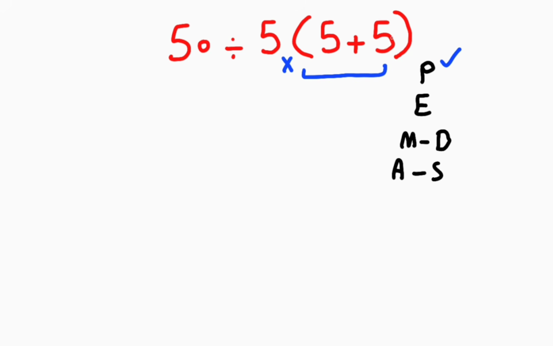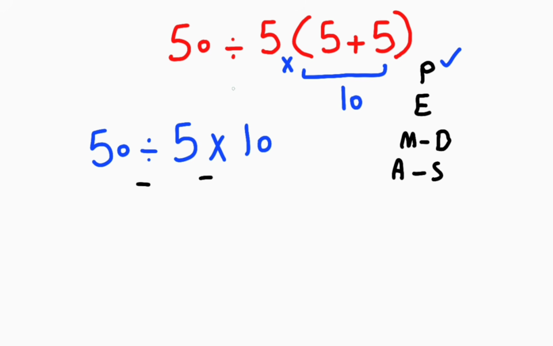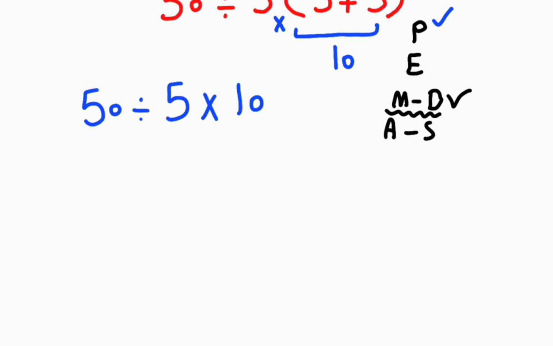So 5 plus 5 gives us 10. Let's rewrite the expression. We have 50 divided by 5 times 10. Now we have one division and one multiplication, and as we know, multiplication and division have equal priority, so we have to work from left to right. Now we have to start with this division, not this multiplication.